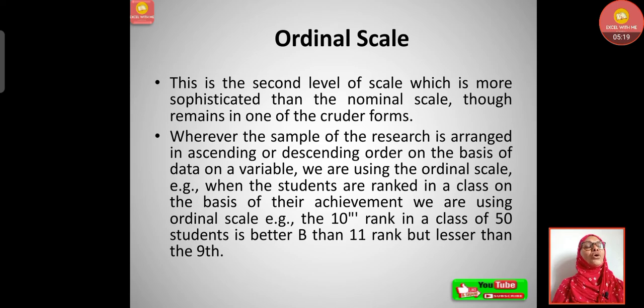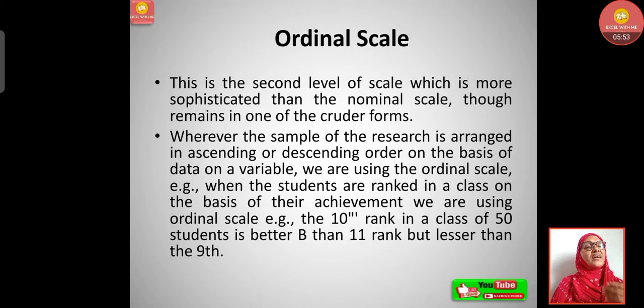Now next one is ordinal scale. This is the second level of scale which is more sophisticated than the nominal scale, though it remains one of the cruder forms. Wherever the same sample of the research is arranged in ascending or descending order on the basis of data on a variable, we are using the ordinal scale, like 1, 2, 3, 4 or 5, 4, 3, 2, 1 on any scale. If we are measuring, that becomes the ordinal scale.